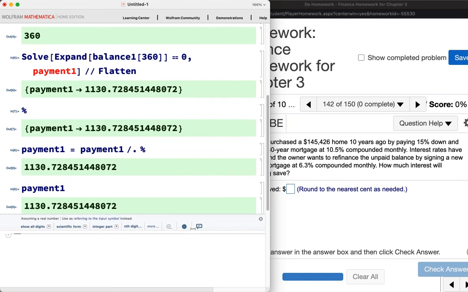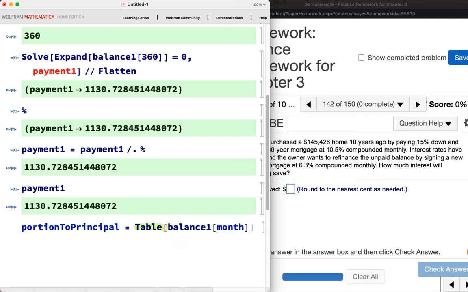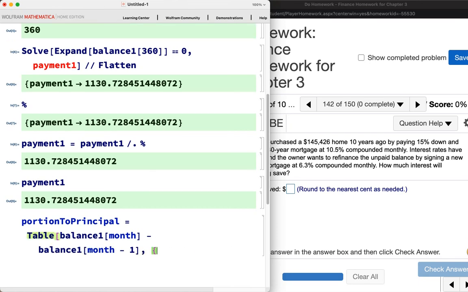So now what I want to do, see, whenever you make a payment, part of your payment goes to the principal and part of it goes to the interest. And we need to know both. So what we're going to do is I'm going to create a portion to principal list. And this is going to be, let me see, balance 1 of month minus balance 1 of month minus 1, where the month goes from 0 to 360.